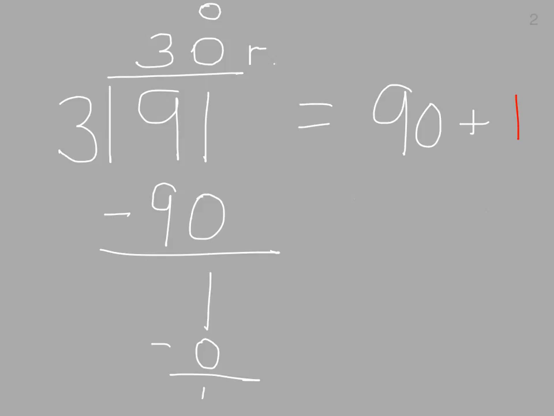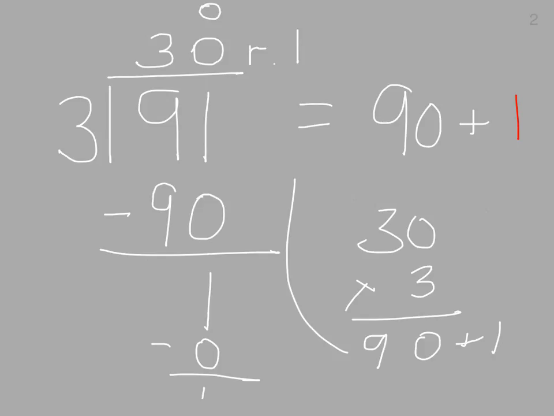So, remainder 1. Now, if I go 30 times 3, that's 90. 3 times 3 is 9. Then I go plus the 1, and that gives me 91.